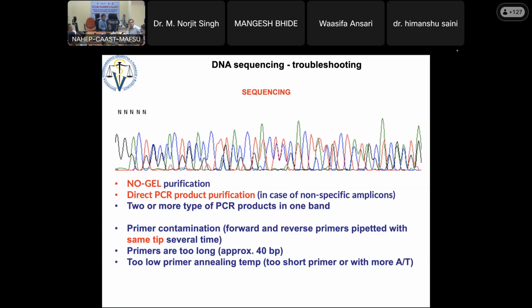Make aliquots. Primers can survive in minus 20 for a long time, even ten to 15 years.